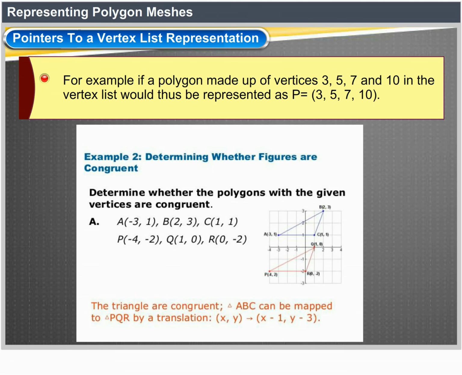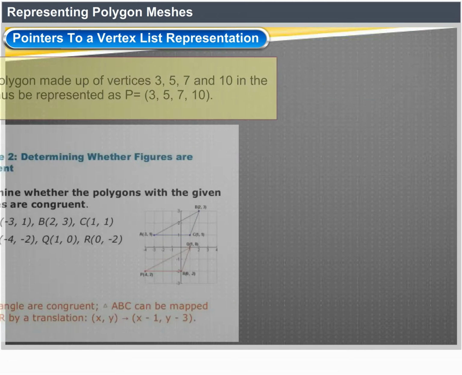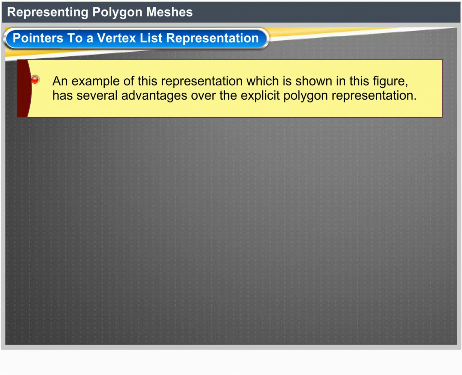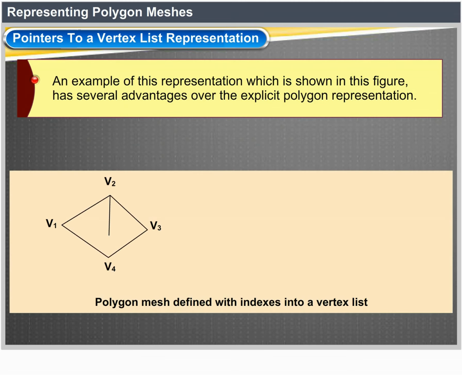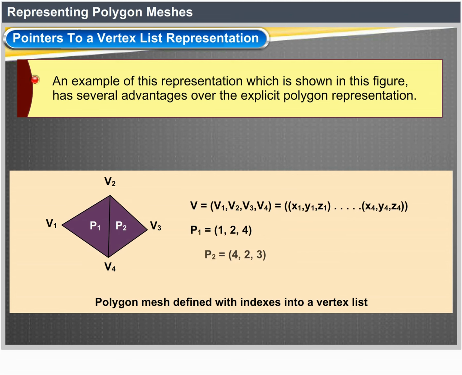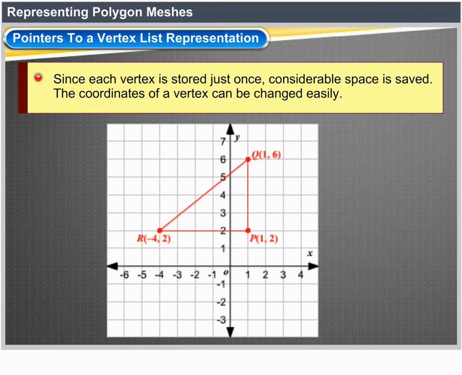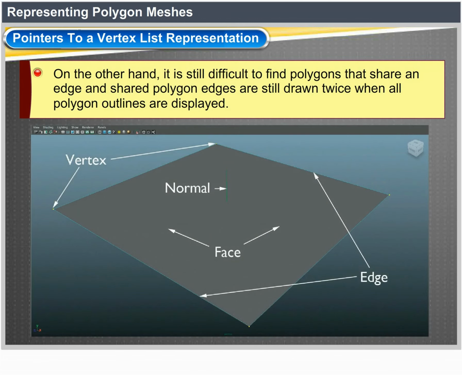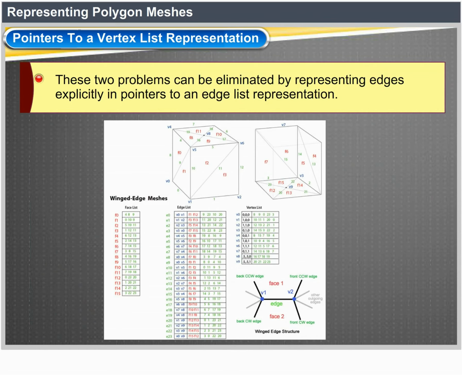This representation, an example of which is shown in this figure, has several advantages over the explicit polygon representation. Polygon mesh defined with indexes into a vertex list. Since each vertex is stored just once, considerable space is saved. The coordinates of a vertex can be changed easily. On the other hand, it is still difficult to find polygons that share an edge, and shared polygon edges are still drawn twice when all polygon outlines are displayed. These two problems can be eliminated by representing edges explicitly, as in pointers to an edge list representation.